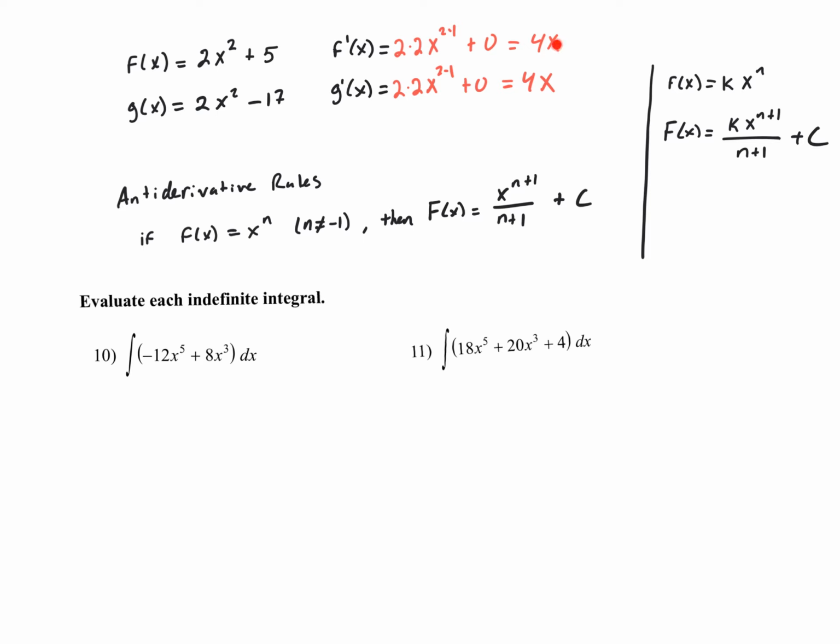So notice here, the derivatives of both of these functions, both f and g, are 4x, even though my functions are different. That's because whenever you take the derivative of the constant, it's different. The derivative of 5 and the derivative of negative 17 are both 0. So even though the functions are different, the derivatives, the rate of change, is the same.